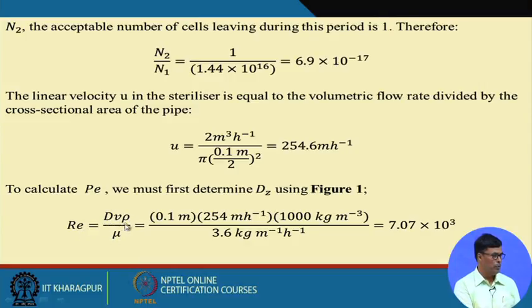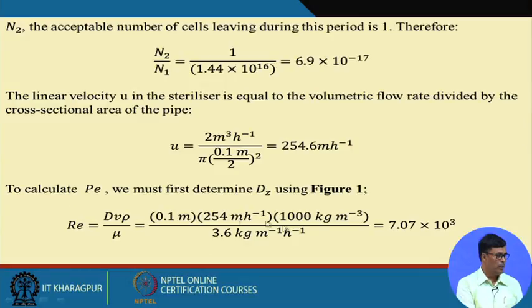Reynolds number is d u rho by mu. You know the diameter of the tube is 0.1 meter and the velocity is 254.6 meters per hour, and rho, the density of the water, is 1000 kg per cubic meter, and viscosity is 3.6 kg per meter per hour. Then the Reynolds number comes to about 7.07 × 10^3.